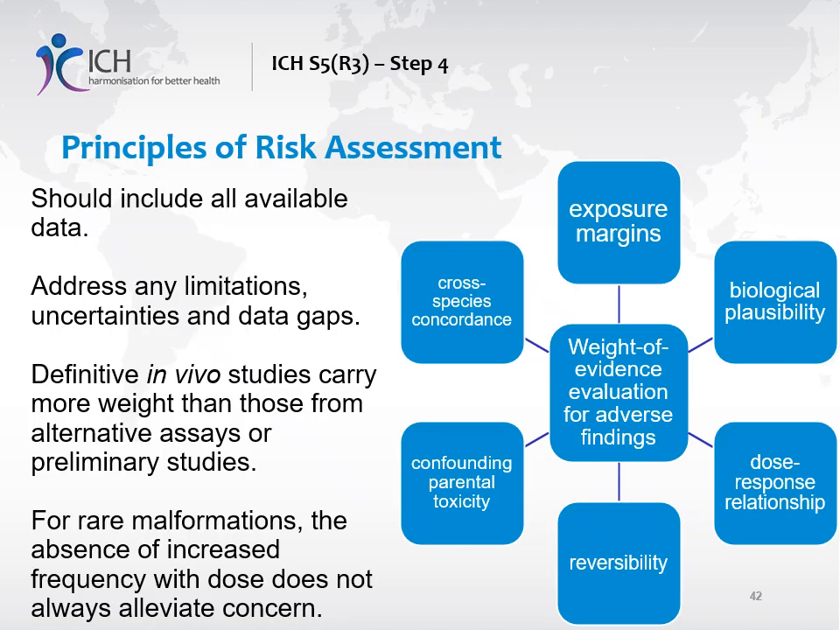When a finding is deemed adverse, several factors should be considered in a weight of evidence evaluation for risk assessment. These can include exposure margins, biological plausibility, evidence of a dose-response relationship, potential for reversibility, the potential for confounding parental toxicity, and evidence for cross-species concordance. For rare malformations, the absence of increased frequency with dose does not always alleviate concern.